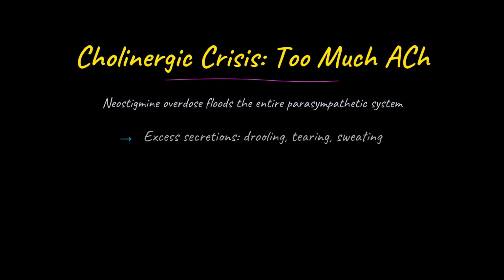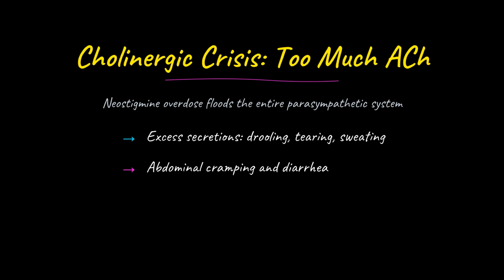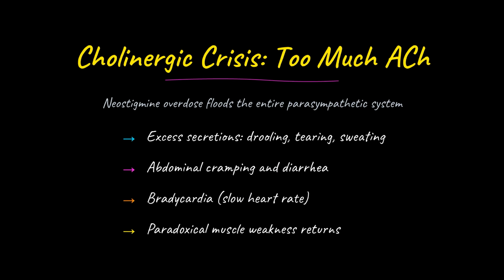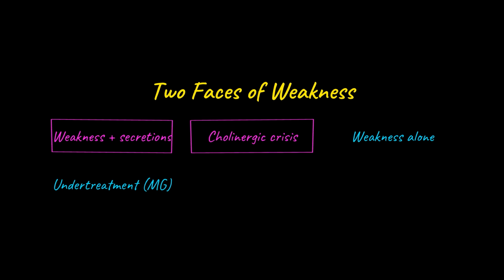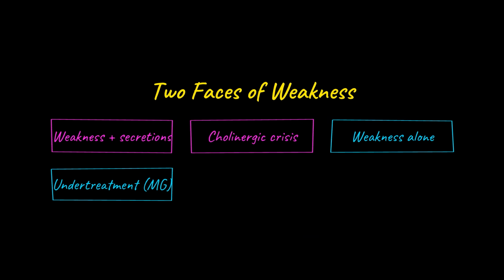When neostigmine pushes acetylcholine too high, the entire parasympathetic nervous system is overstimulated. The result is a flood of secretions, drooling, tearing, and sweating, along with abdominal cramping, bradycardia, and paradoxically, muscle weakness returns as receptors become overwhelmed. The critical exam insight is that both too much and too little medication cause muscle weakness. Weakness paired with secretions, drooling, tearing, cramping, signals a cholinergic crisis from excess drug. Weakness without those signs points to undertreatment.